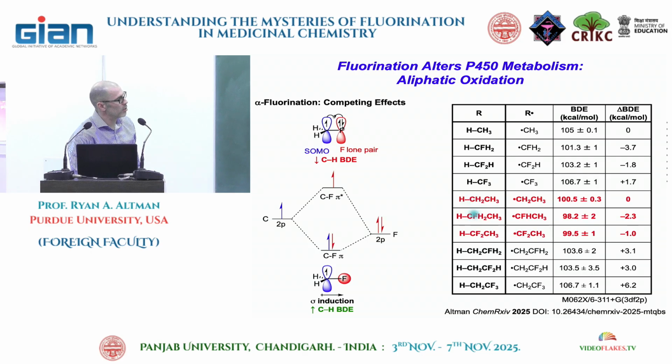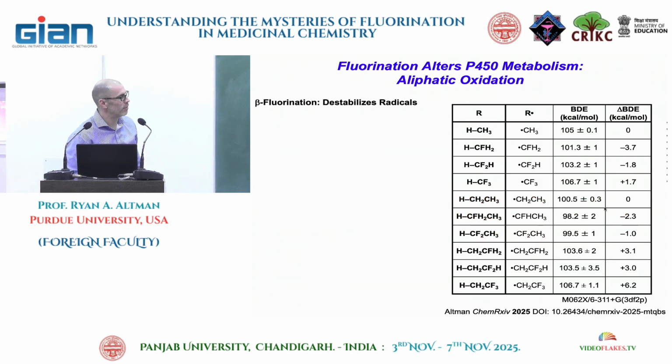We are substituting alpha with one fluorine or two fluorine atoms, and again, they're weakening the BDE. Okay, so now let's go to the system that I was talking about. If you fluorinate vicinally, or beta fluorination, in this case everything is going to destabilize the radical. Okay. So let's look at this comparison.